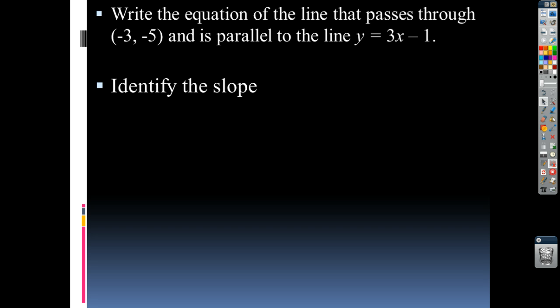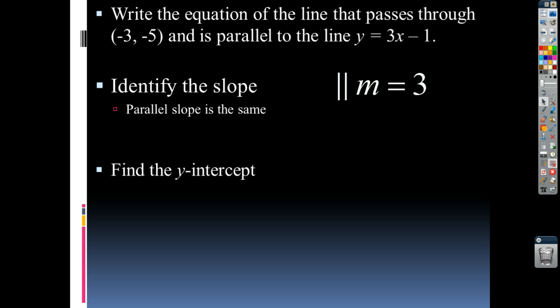Okay. So first we're going to identify the slope. The parallel line is going to be the same. The parallel slope is the same as our original slope, so I know that my slope is going to be 3. This line right here, the double lines, means parallel. So my parallel slope is also going to be 3. Original slope 3, parallel slope 3.